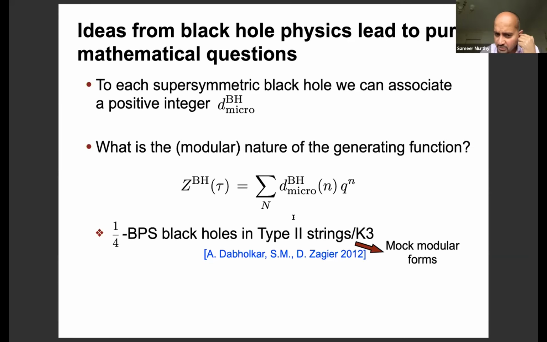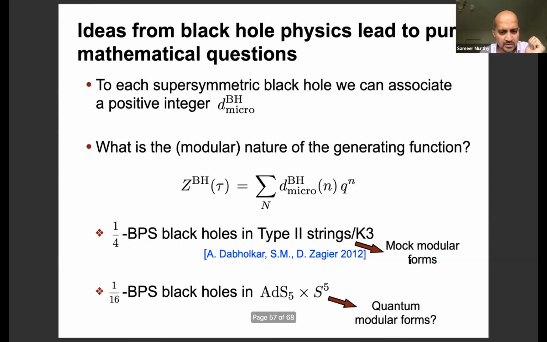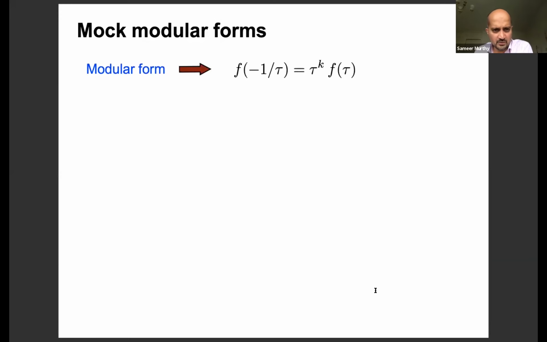One example is you do type 2 strings. Instead of T6, you do K3 times T2. Instead of modular forms, you get something called mock modular forms. More recently, you can think about black holes in AdS5 times a circle. Those seem to be related to something called quantum modular forms. This is a notion which is very new. Maybe I'll just sketch a little bit about this mock example.